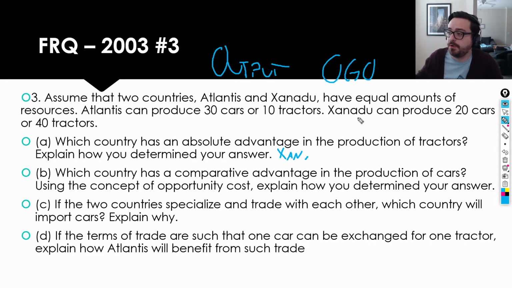That is the most long-winded way, but a very complete, very obvious, very direct explanation. So Xanadu can produce more given the same resources. That's why it says they have an equal amount of resources here in the question, right? Equal amount of resources, ding, ding, ding. So that'd be my explanation.